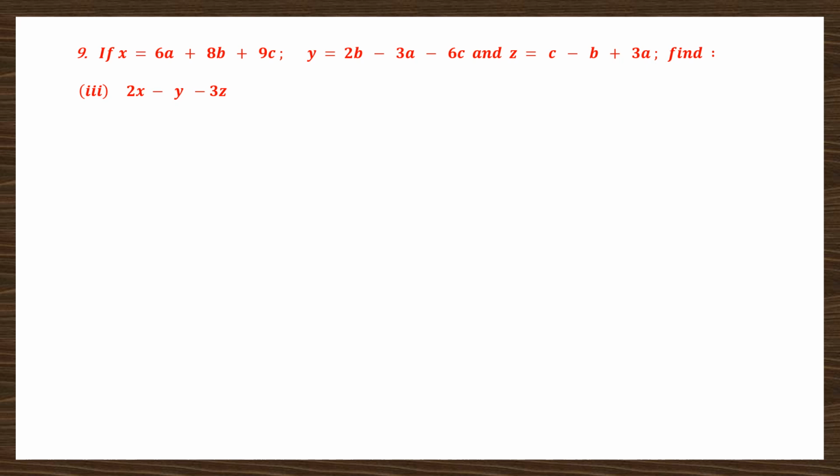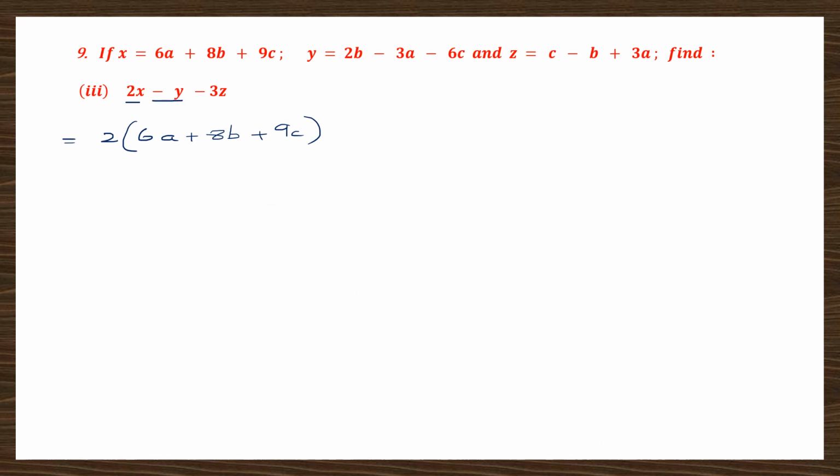Again, question 9, third one. This time we have 2x minus y minus 3z. 2x means 2 into x. So let's write that. So that will be 2 into x. X is 6a plus 8b plus 9c. Now I've not put a sign before the bracket. When there is no sign, it is understood that it is multiplication. So we wrote 2x. We finished with 2x.